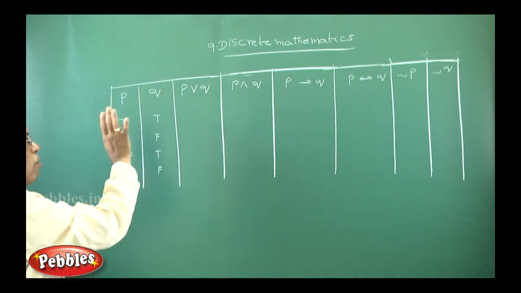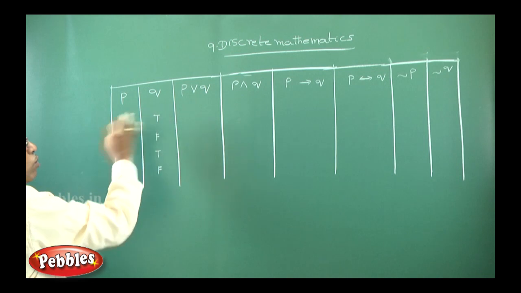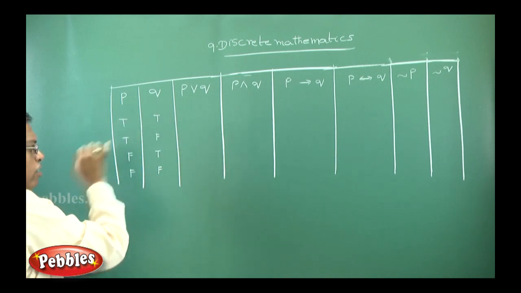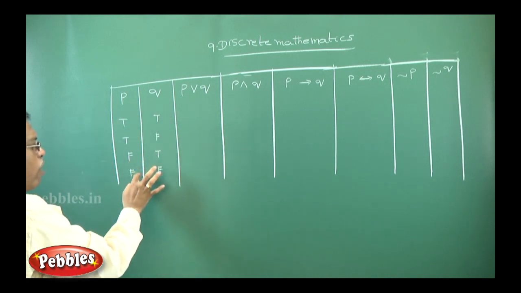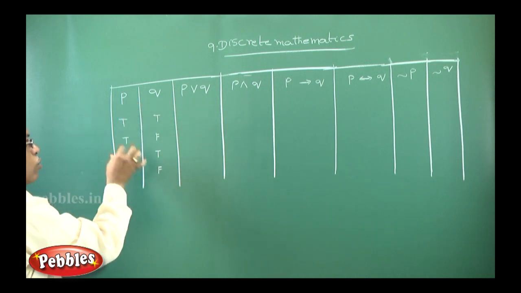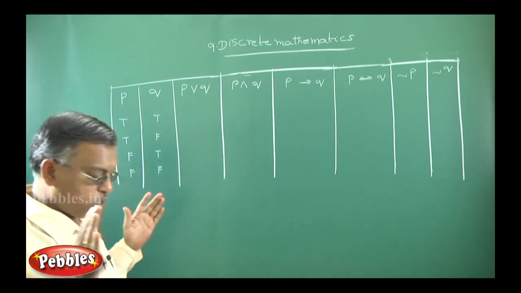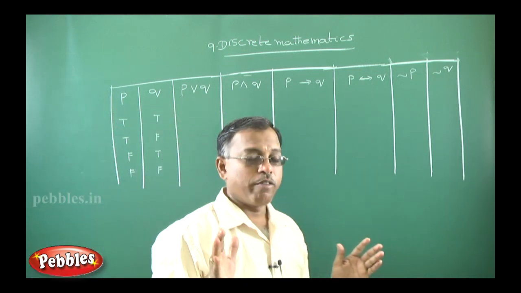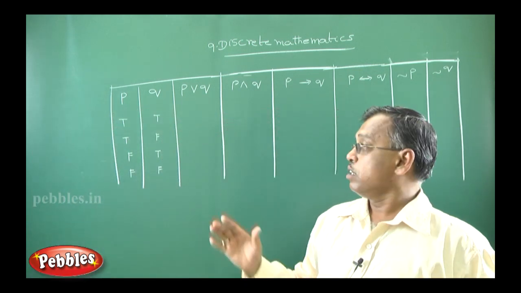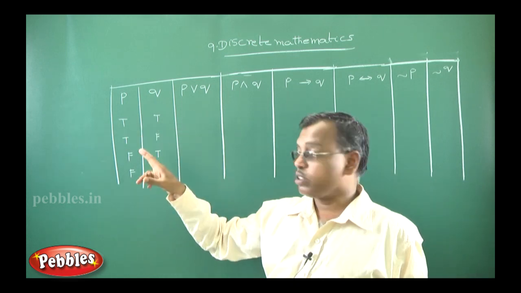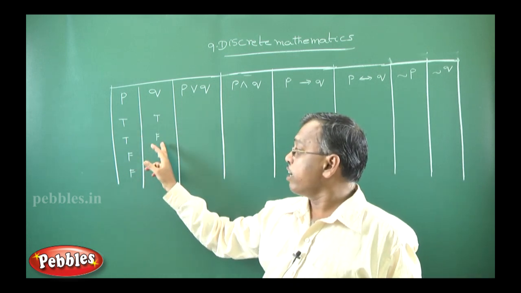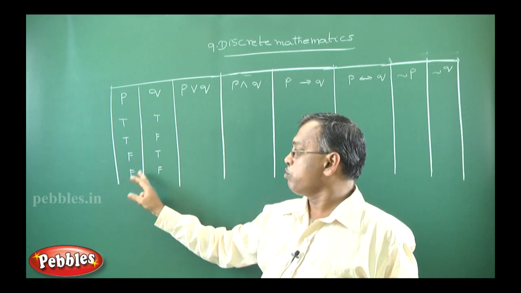For P and Q, first you have to take the 4 different values: true, true; true, false; false, true; false, false. These are known as the truth values of that particular statement P and Q. So, always you should remember the same order. First both values are true, next first value true, second value false, then false, true, then false, false.